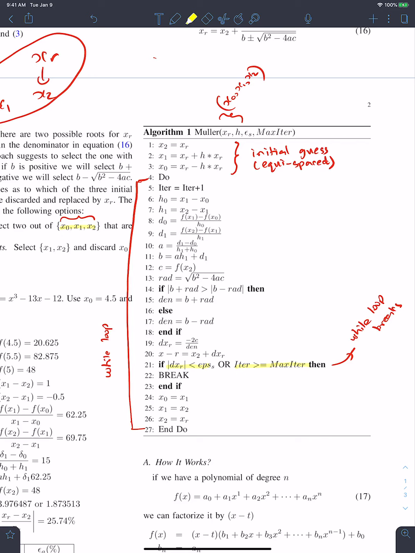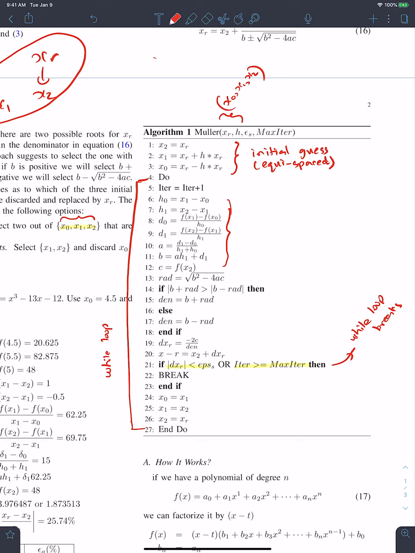Except for the while loop, this is exactly as explained earlier in the lecture notes: how we compute A, B, and C, and use those to find the first xr. Then we select one of the points, and then we print the root.